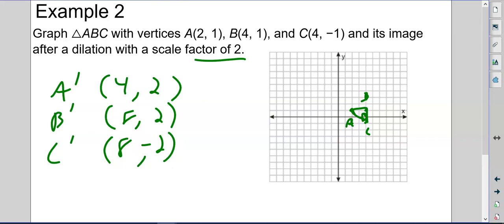And now I'm going to plot (4, 2), so 4 right and up 2. That's A prime. Then (8, 2): 8 right, up 2. And (8, -2).